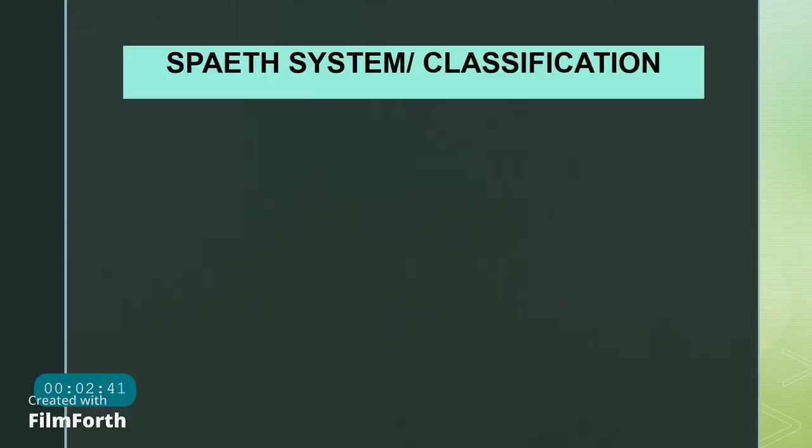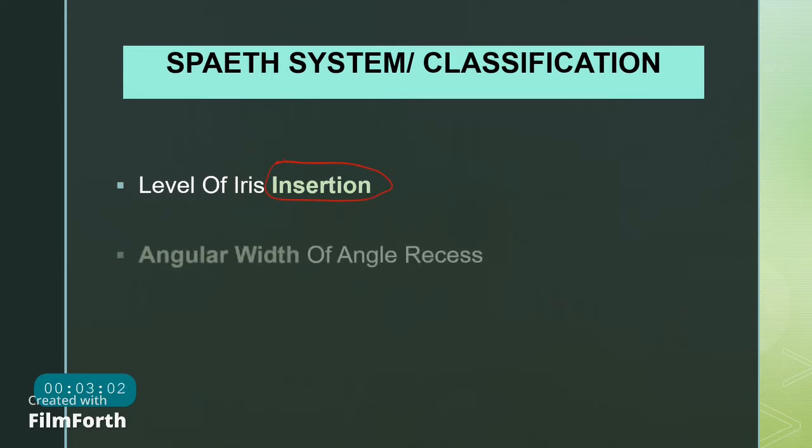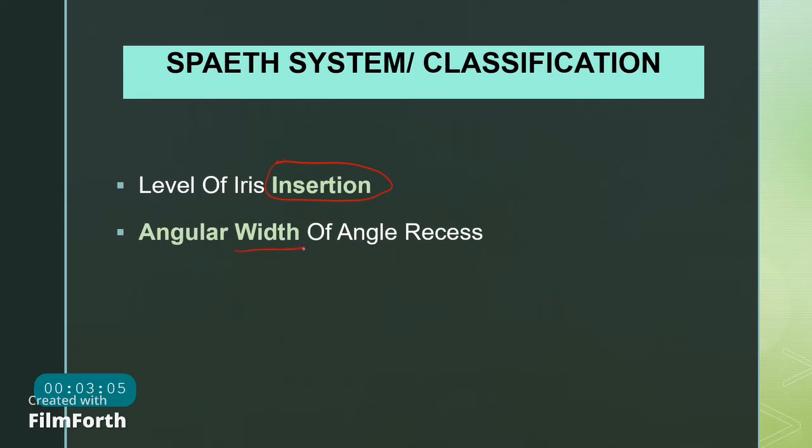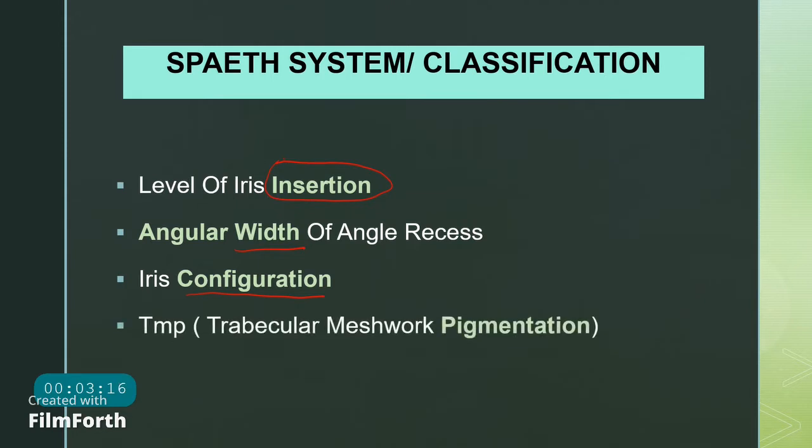After the Schaffer classification, which classifies the gonioscopic angle based upon the width of the angle, now we have the Spaeth classification or the Spaeth system. In this system, we have various factors that we take into consideration. Number one is the level of iris insertion. So where is the iris inserting onto the angle? Number two, the angular width of the angle recess. That means, just like the Schaffer system, what is the width of the angle? Then the configuration of the iris. What's the shape of the iris? And finally, the pigmentation, that is the trabecular meshwork pigmentation.